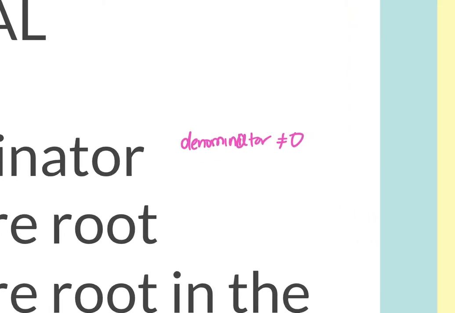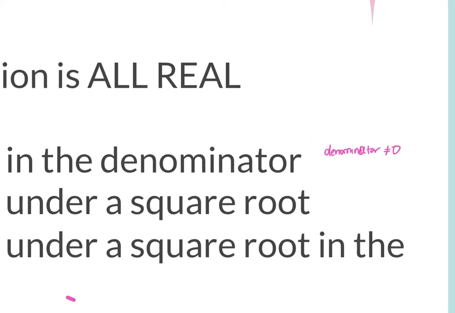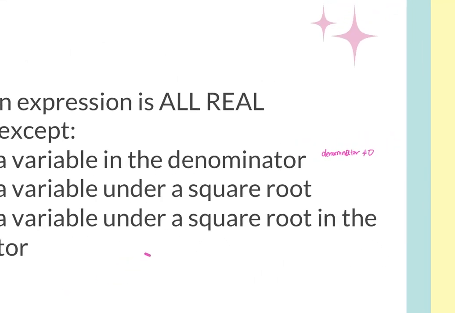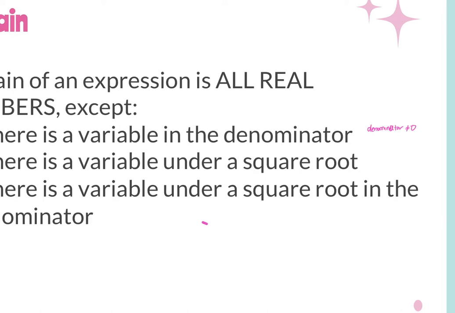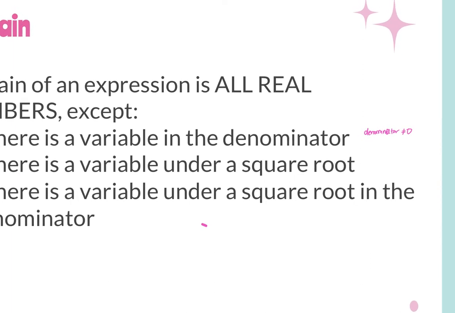Because what happens if the denominator is 0? What happens to my whole fraction when you divide by 0? It's undefined, okay? When you divide by 0, it's undefined, which is why you can't have something that would make your denominator 0. So if there's a variable in the denominator, we set it not equal to 0, and we would then find out what x cannot be, okay?